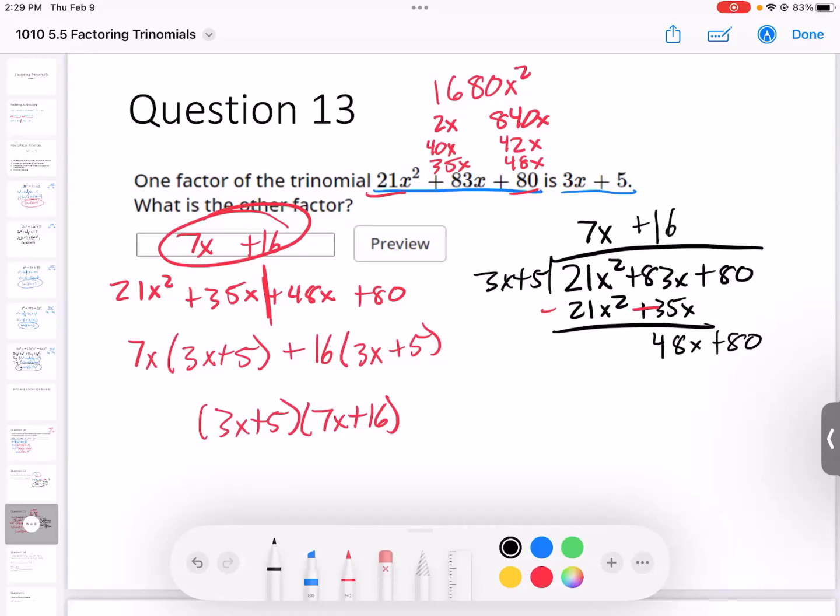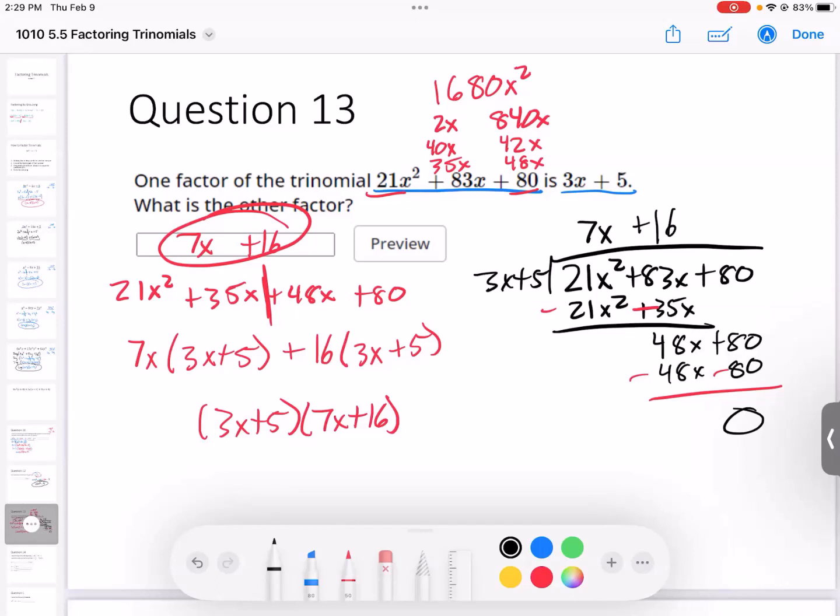And then 48 divided by 3 is 16. And when I do 16 times 3x, I get 48x. 16 times 5 should give me 80. And when I subtract those, that ends up giving me a remainder of 0. And you can see I got that same factor that I got through the factoring method. So I personally think the long division method is easier.